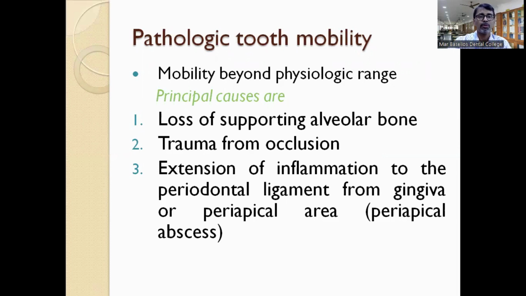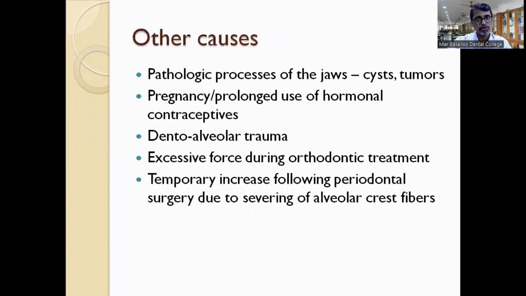Now, for whatever reasons tooth mobility occurs, we can categorize those reasons into any one of these three basic causes. Okay, so bone loss, TFO, and inflammation. Now, you can have other causes. Again, please note that these other causes come under the three basic causes that we have already seen, like pathologic processes of the jaws, like cysts and tumors, which can actually lead to bone loss.